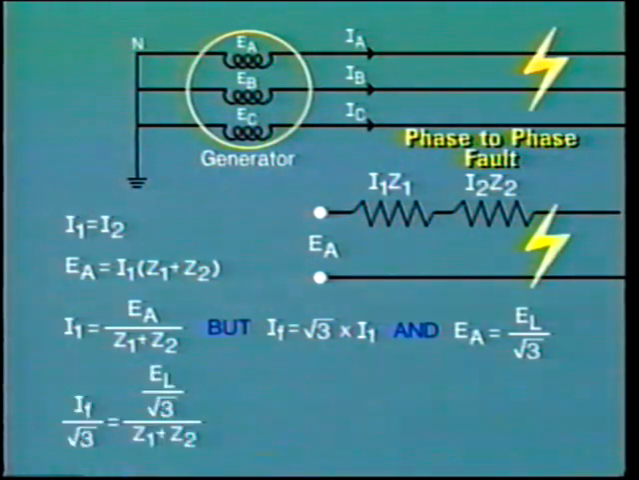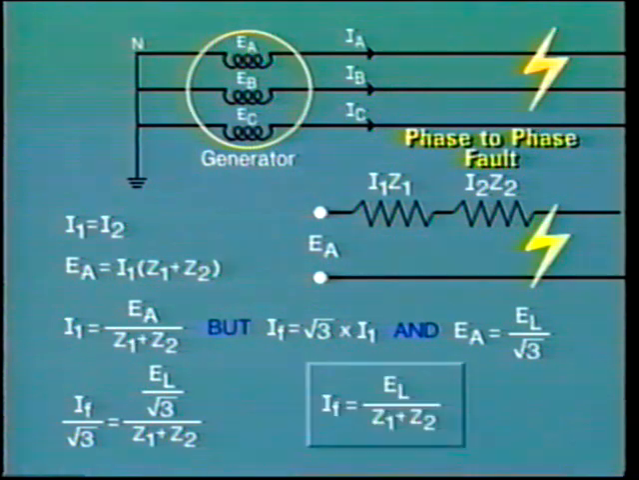So by substituting IF divided by √3 for I1 and E line divided by √3 for EA, we can see that the √3's cancel out, and we have an important relationship: fault current IF equals the line voltage EL divided by (Z1 plus Z2).